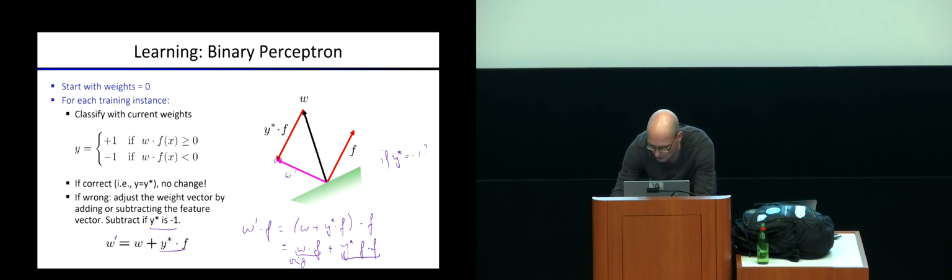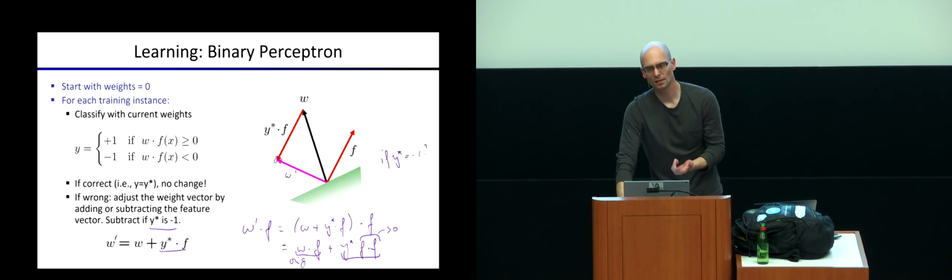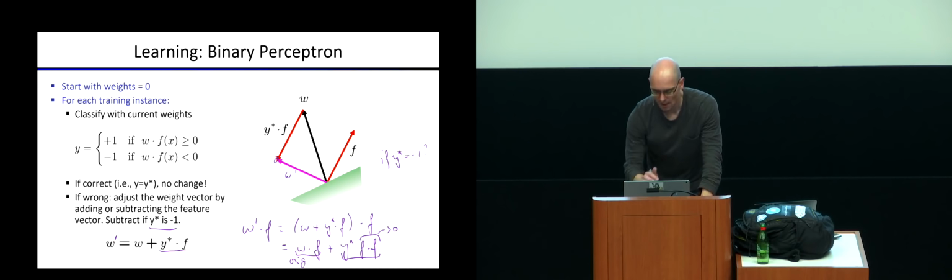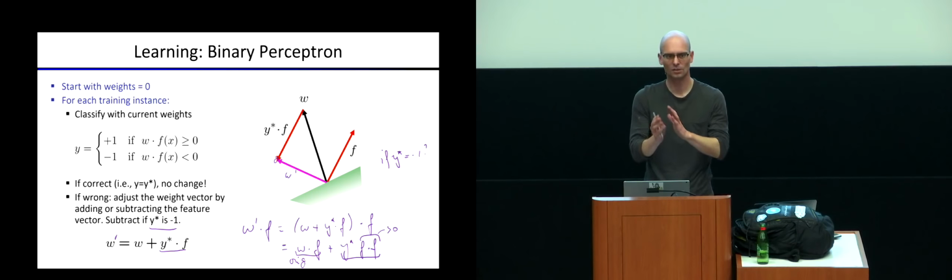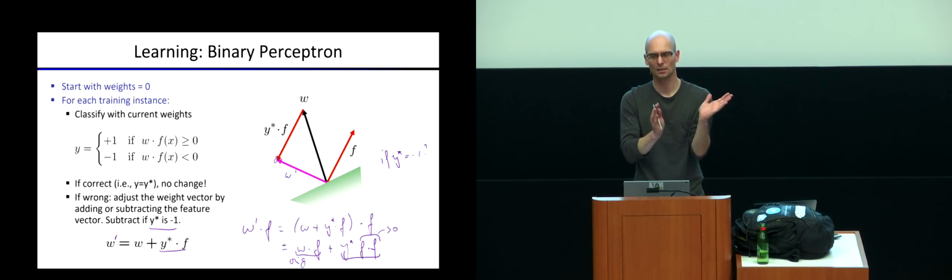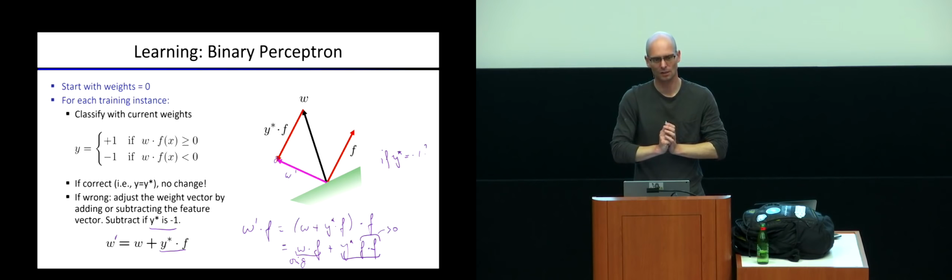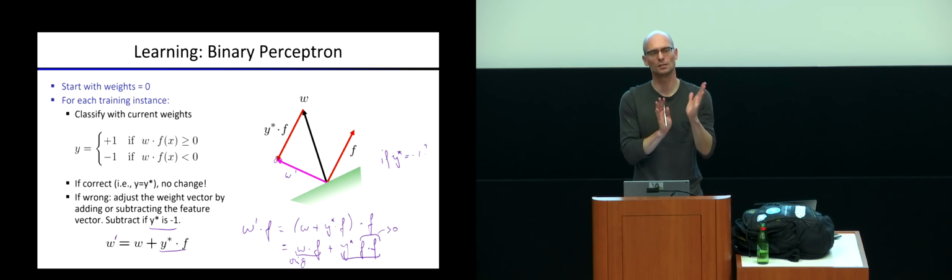How has it changed? F times F is always bigger than zero. So when Y star is positive, the inner product will have gone up. When Y star is negative, the inner product will have gone down. And that's exactly what we want. So it's a very, very simple update rule that ensures that the inner product moves in the direction we want it to move. Pictorially, if Y star is negative, we see the weight vector rotate away from F. And if Y star is positive, we'll see the weight vector rotate closer to F.